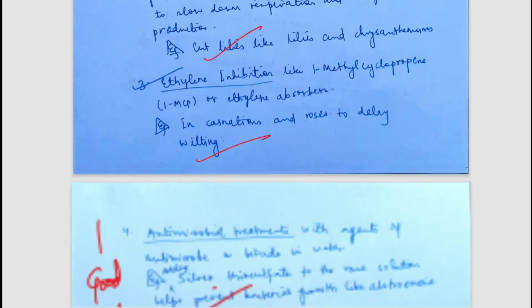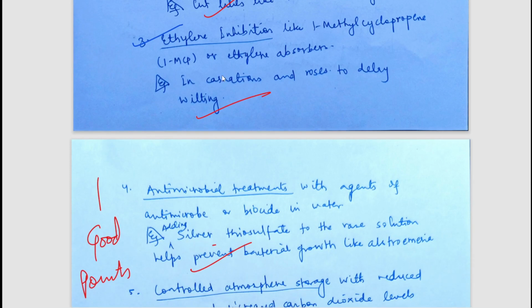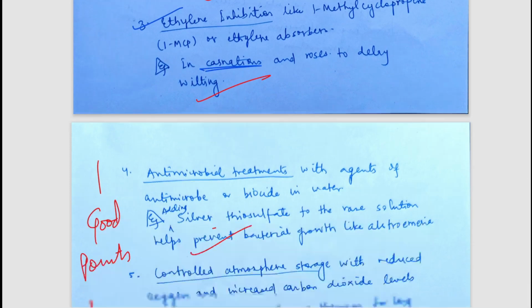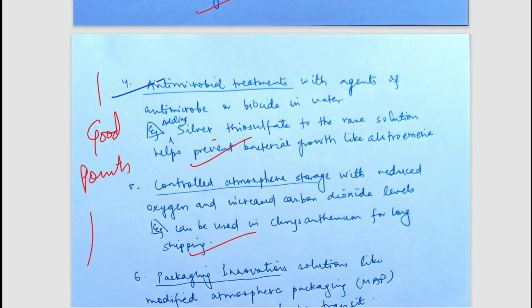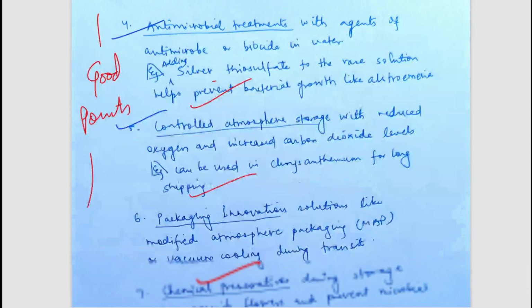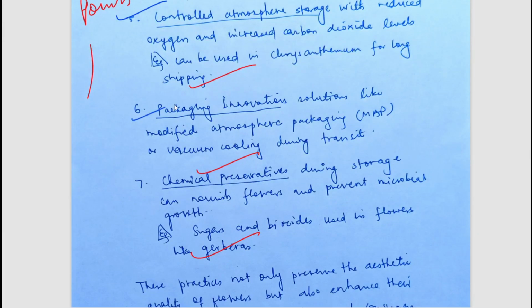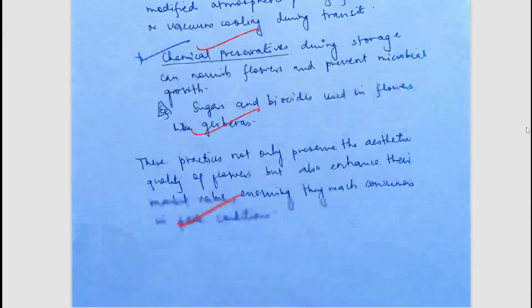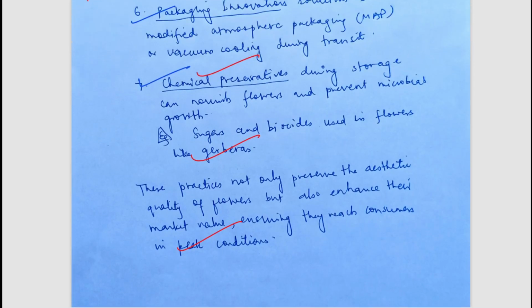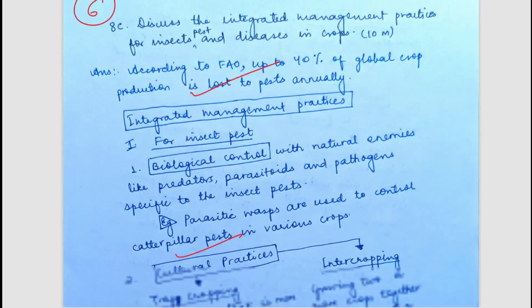Ethylene inhibition needs to be done. Okay, the example of carnation has been mentioned. Antimicrobial treatment needs to be done. Controlled atmosphere storage can be provided. Packaging innovations can be done. Chemical preservatives can be used. So well written answers. You can pause and read it. Now let's move to the next question and the last question of today.